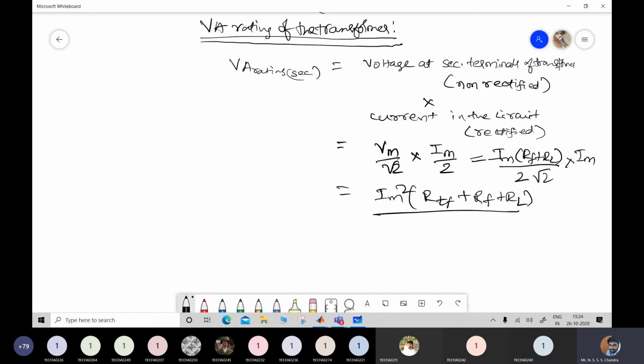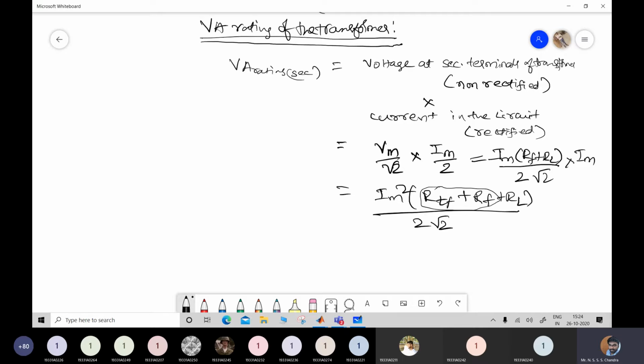Whichever way you want to consider, if a given question mentions the transformer resistance, then you have to consider that also. But in most practical questions, if they did not mention anything, you may omit these values, Rf and RTF. If you want to, you can consider them; otherwise you may omit them. A transformer is basically an inductor, and its resistance is very low compared to its inductance. So for practical purposes, we consider the resistance of the transformer to be negligible.